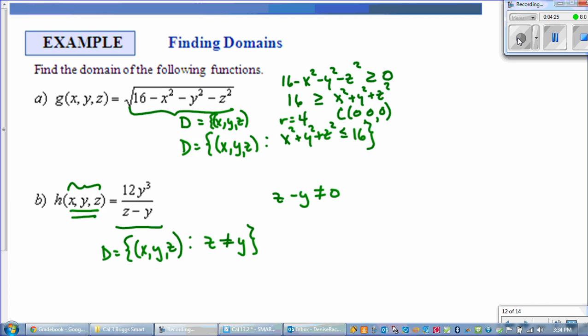Okay, so that's all the points in 3 space so that y is not z, which means that y minus z is not 0. We're talking about all the points in R3 that are not on that plane, y equal to z.